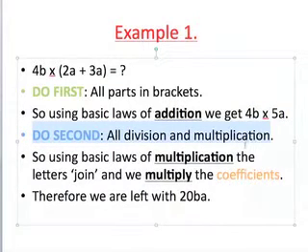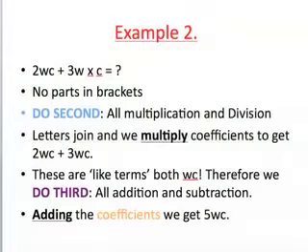So do second, all division and multiplication. Now we have a multiplication sign right here in our simplified expression. And so all we have to do is consider the basic laws of multiplication. And those state that the letters join, and then we multiply the coefficients. So the a and the b are going to join, those are the letters that join, and then the coefficients multiply. So we get 4 times 5, which is going to be 20, and then the ba are the joined letters. And that gives us our final simplified expression right there.